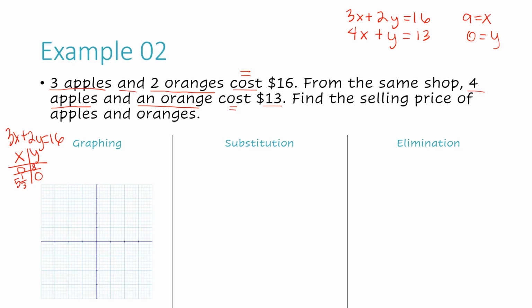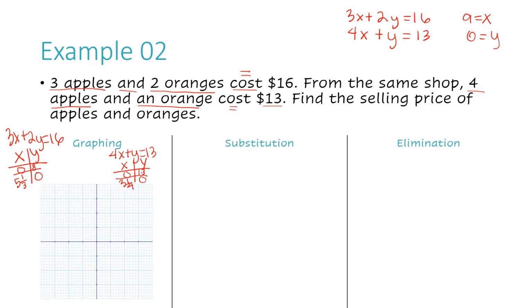Now I'm going to do the same thing, but with my second equation. I have 4x plus y equals 13. I got my x and my y. I got a 0 here and a 0 here. Plug in 0 for x and I get y equals 13. When I plug in 0 for y, I get x equals 3 1/4.